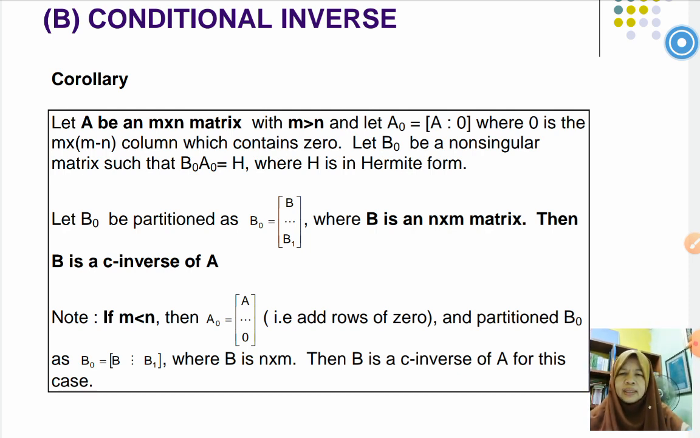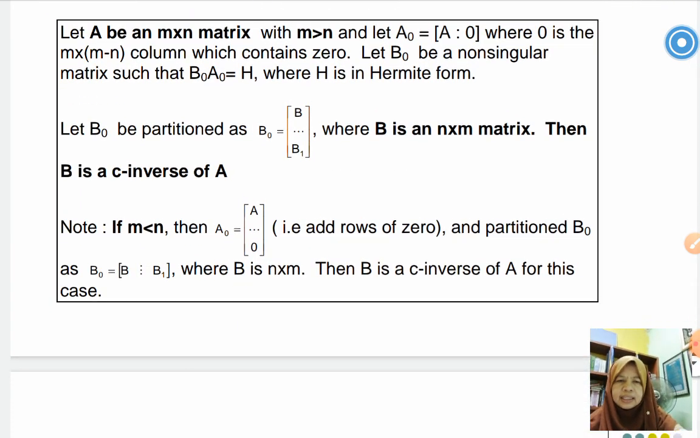Let B naught be partitioned as B naught equals B, B1, where B is n times n matrix, then B is C inverse of A. If m is less than n, then A naught equals A with rows of 0, and partition B naught as B naught where B is n times m. Then B is C inverse of A for this case.